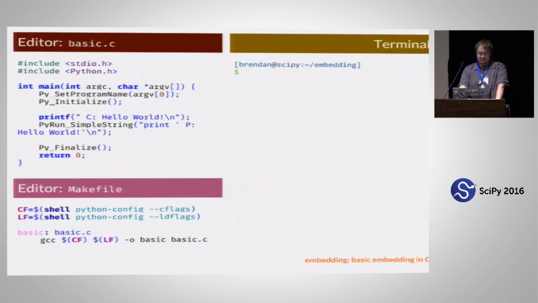So embedding turns this on its head. You say instead of making a shared object and then calling that from Python, you can actually stick the Python interpreter itself inside compiled code. And it turns out to be really fairly simple. There's this high-level API. It's called the very high-level API.